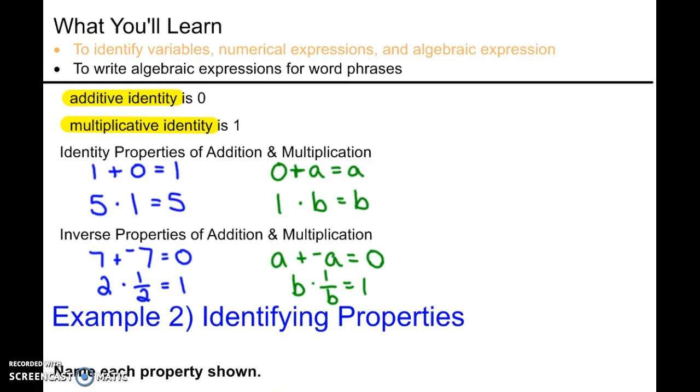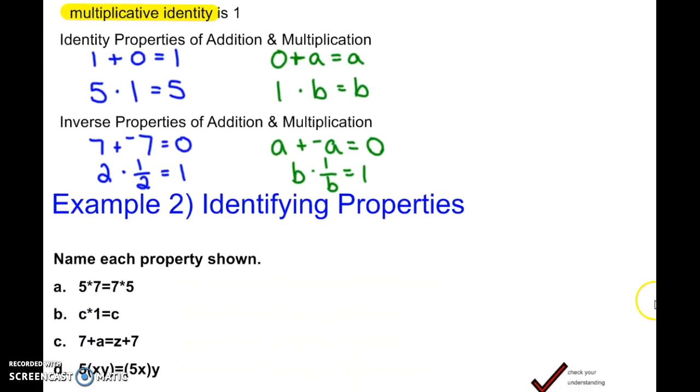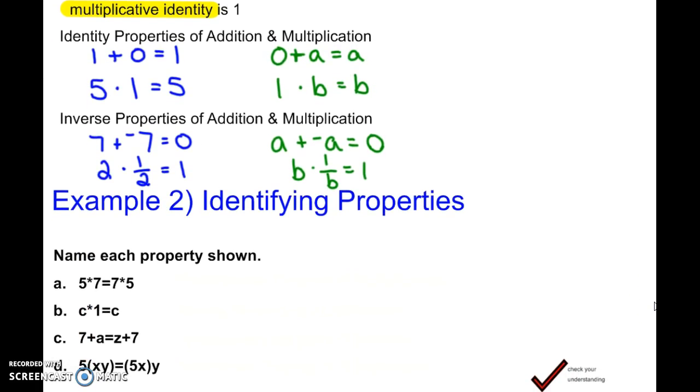Next, let's try an example. We're going to name each property that is shown. I'm going to look at letter A and notice there's a multiplication in here. And I'm also going to notice that the 5 and 7 are in different spots. So that's the commutative property of multiplication.